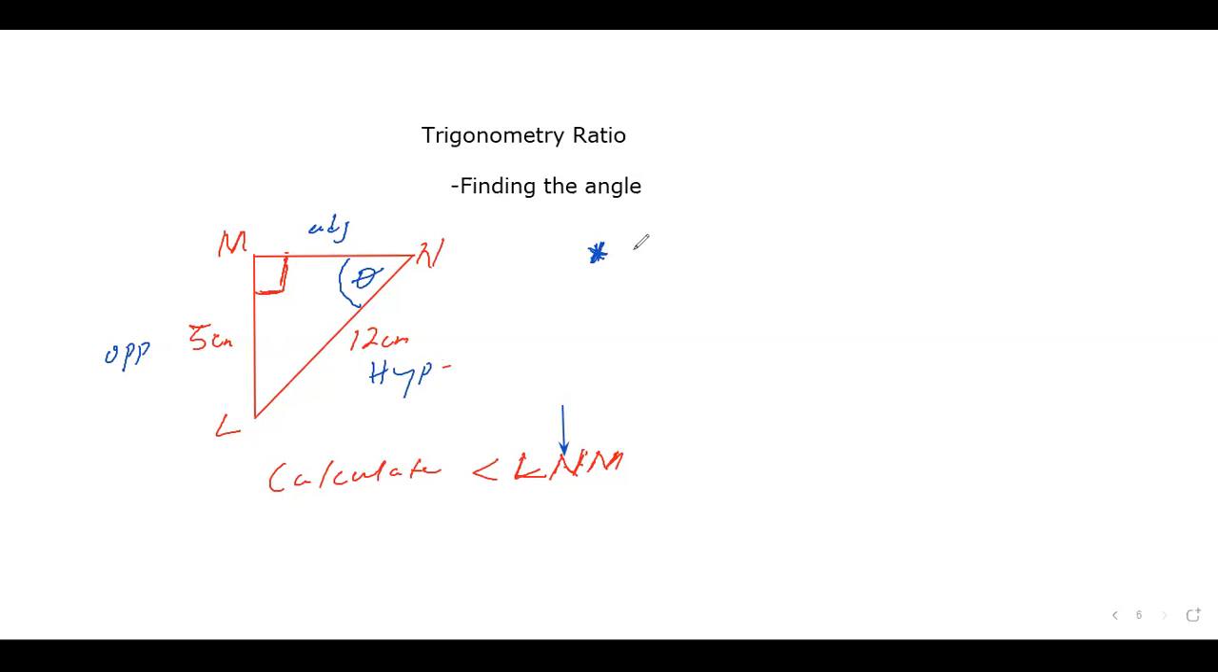So here now, we ask ourselves only one question. Which two sides am I given? Which two sides am I given? So to find the angle, you ask yourself the question, which two sides am I given? Everybody follow that?